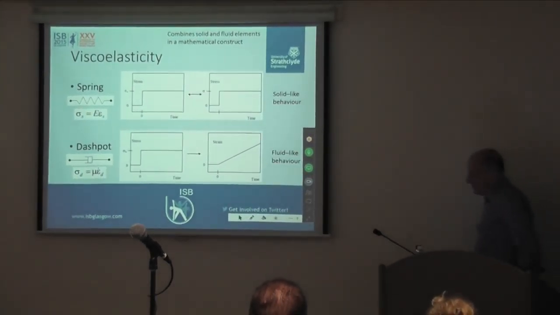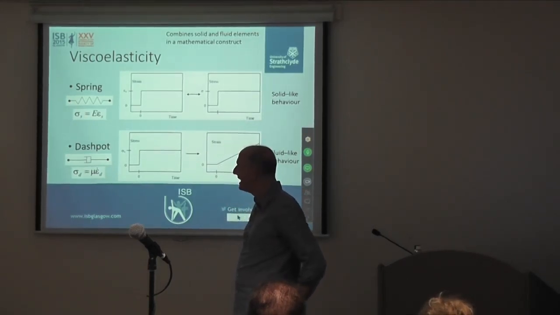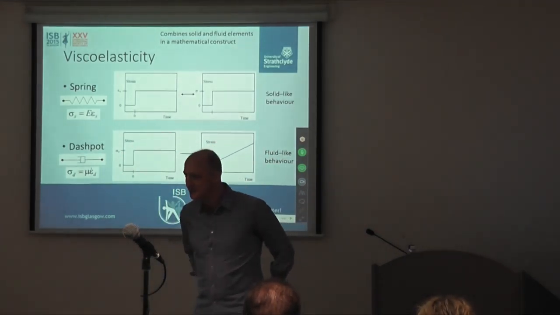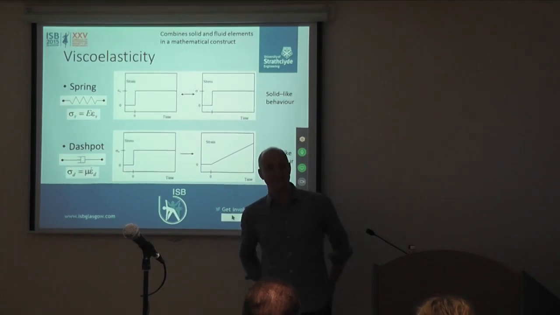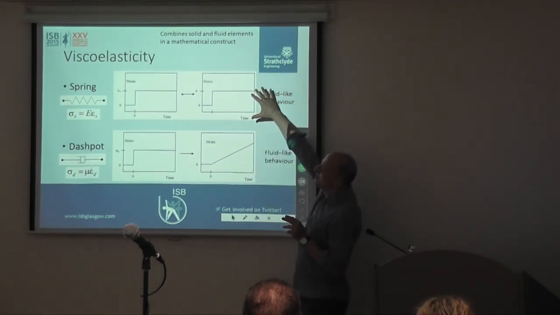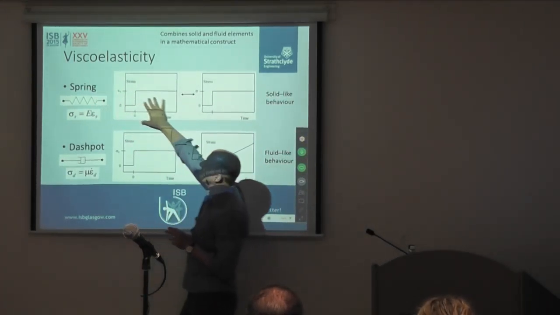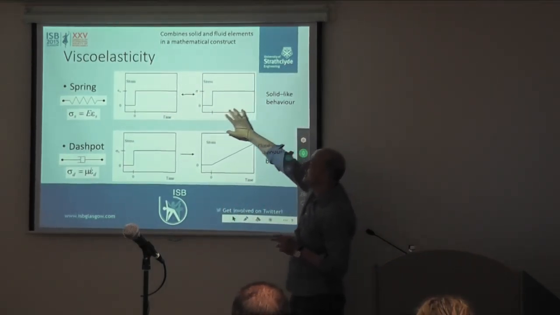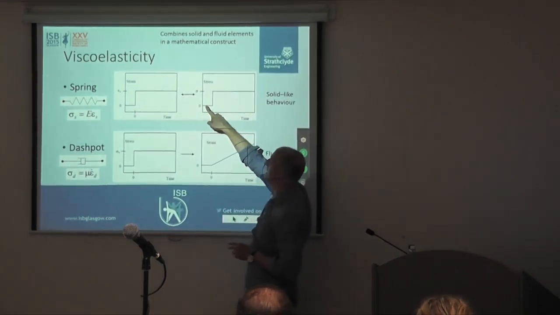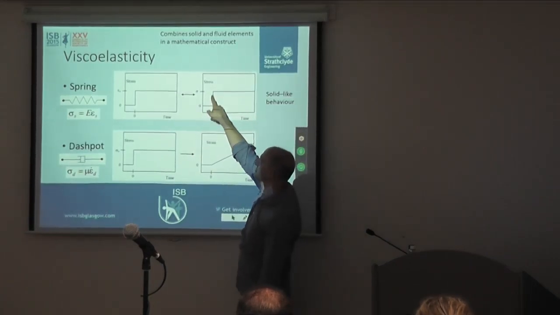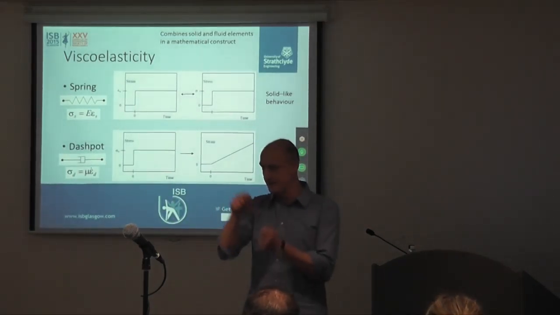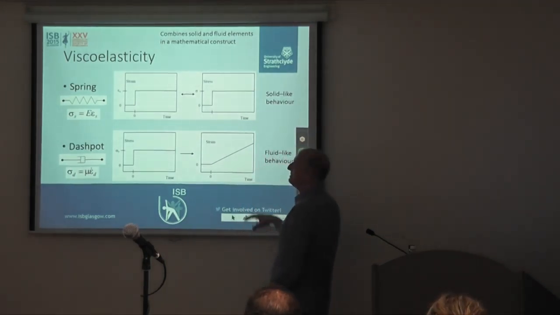I'll start off with viscoelasticity because this town, Glasgow, is very important for viscoelasticity. Some of the major things in viscoelasticity are named after people who worked in this town. I'll explain a little bit later. But a spring is one element of a viscoelastic model. If you put a nice step strain into a spring, you get a step stress. Likewise, if you put a step stress into a material, you get a step strain. There's no time dependency in a spring. Things happen instantaneously.